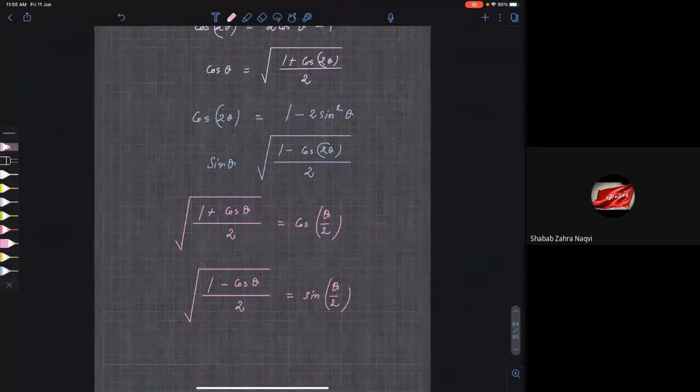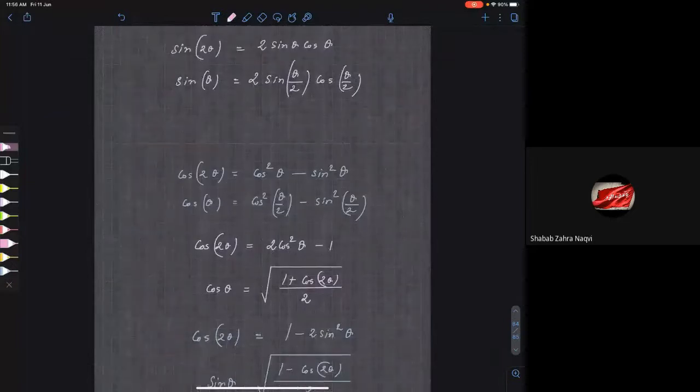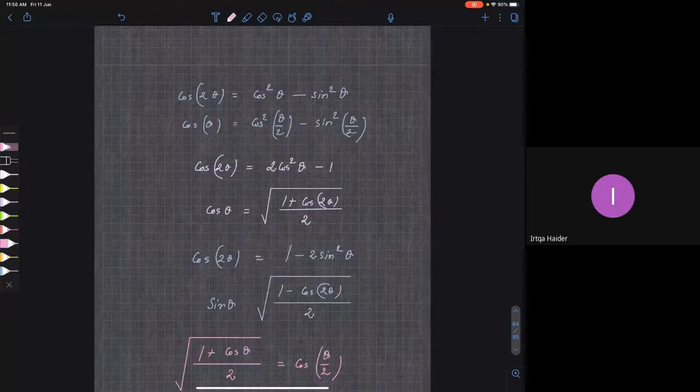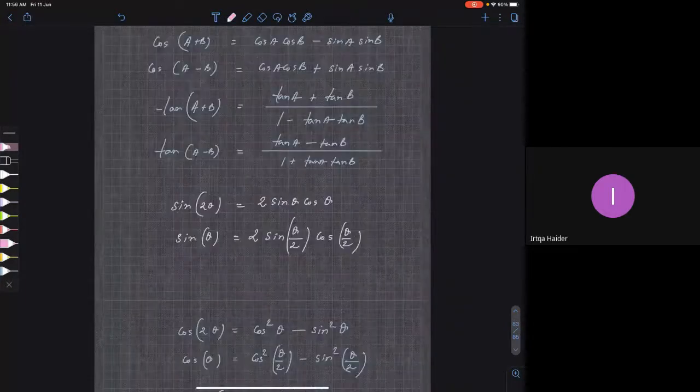Sine of theta by 2. Remember? So all these things you need to remember. They will be very useful.